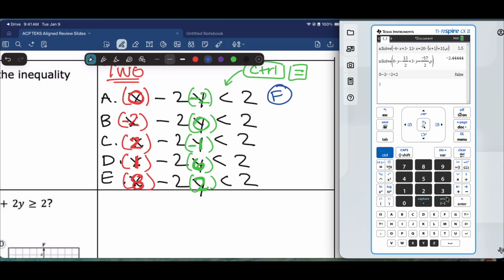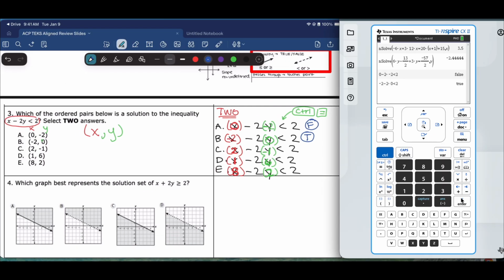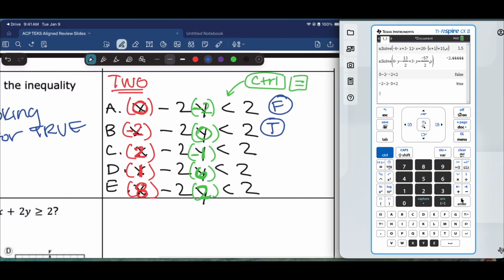Now let me put B. B says parentheses, negative 2, close the parentheses, minus 2, open parentheses, 0, close the parentheses, control equals the symbol, 2, and we press enter, and that gives me true. This one's true. It doesn't say the word not, so I'm looking for true. So I know B is one of my answers, but I still have to keep going because I need 2 answers.